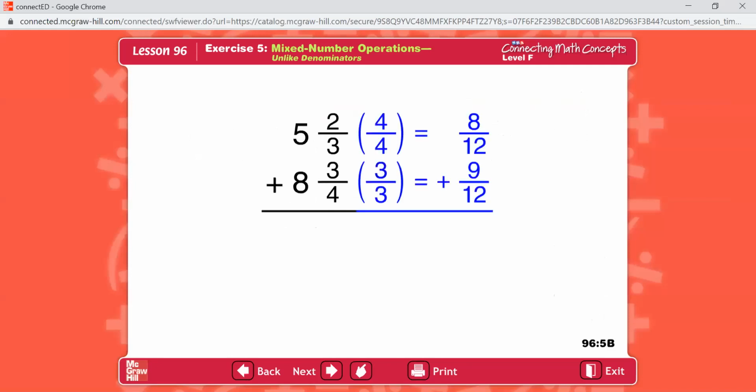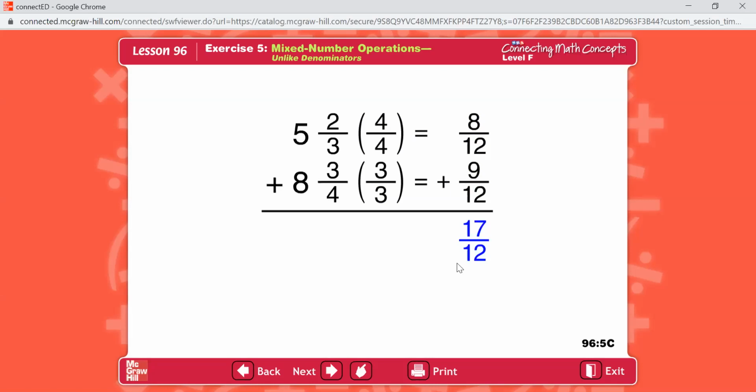Giving you this. Here's our new denominator, 8/12 and 9/12. We multiply straight across. 2 times 4 is 8, 3 times 4 is 12, 3 times 3 is 9, 4 times 3 is 12. Then, as this says here, we're going to add these together. What does that give us? 8 plus 9 equals 17 over 12.